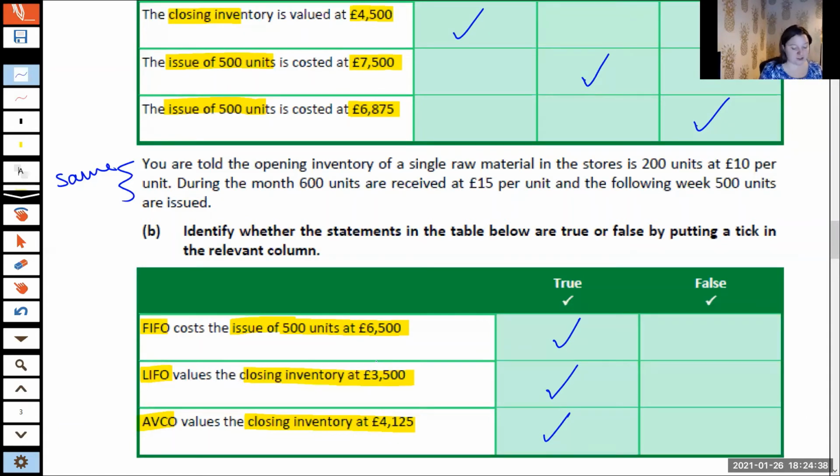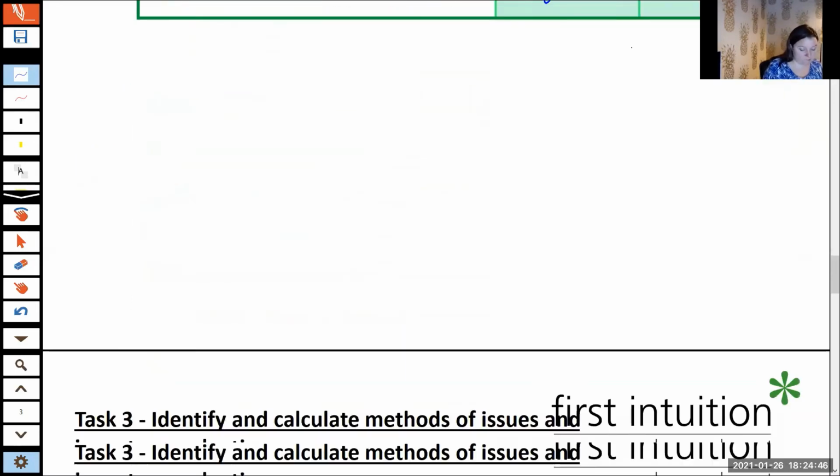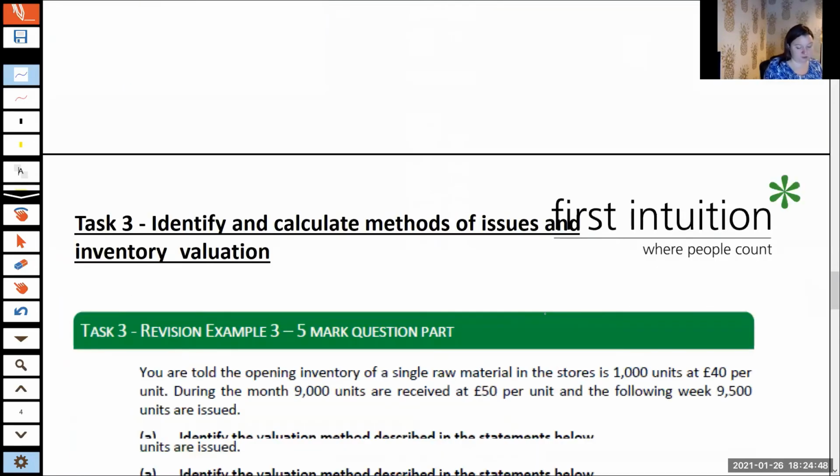But that is that question. I'm going to move on to the next task that we have available. So here, task 3, revision example 3.